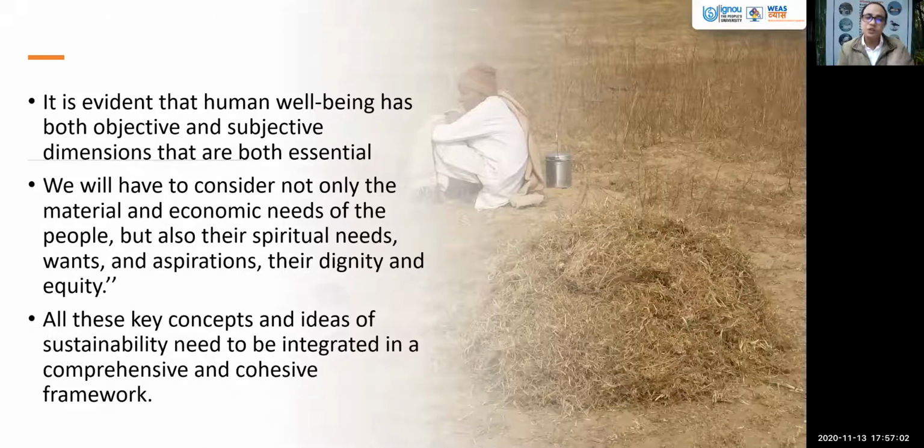You will be able to link very easily, because we have already talked in the last few sessions about the different dimensions of sustainable development. So all these key concepts and ideas of sustainability need to be integrated in a comprehensive and cohesive framework. So the point is that when you talk about human needs, now you are not supposed to talk only about individual needs. We have to broaden. We have to look from the broader perspective also.